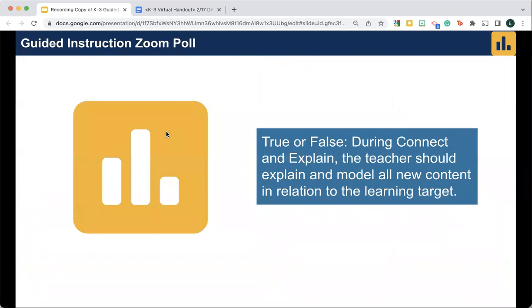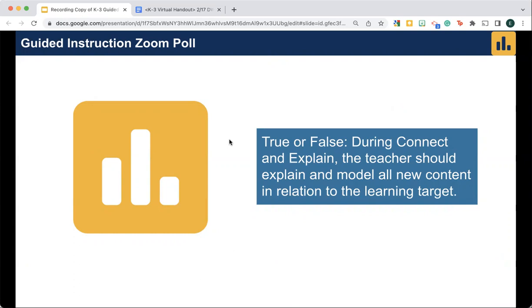Let's do 3 questions together to reflect on what we've learned or to extend it as well. True or false? During Connect and Explain, the teacher should explain and model all new content in relation to the learning target.